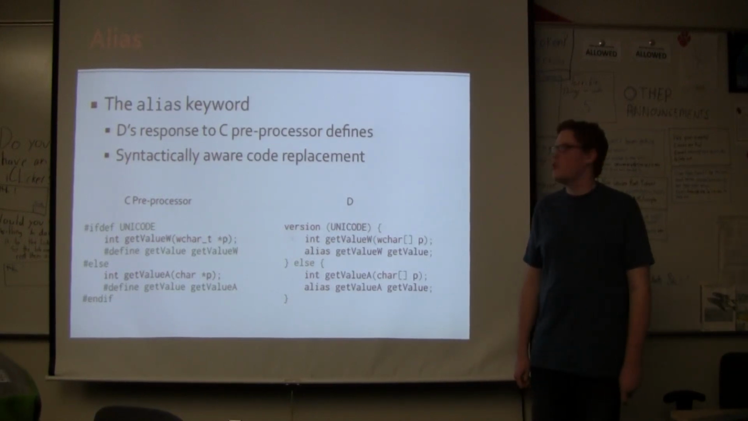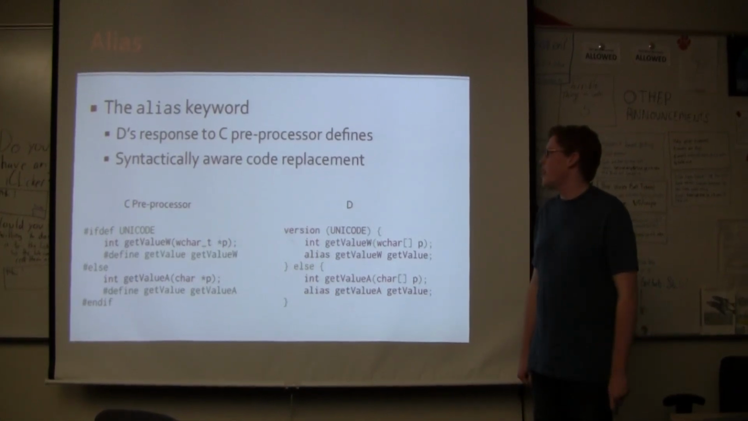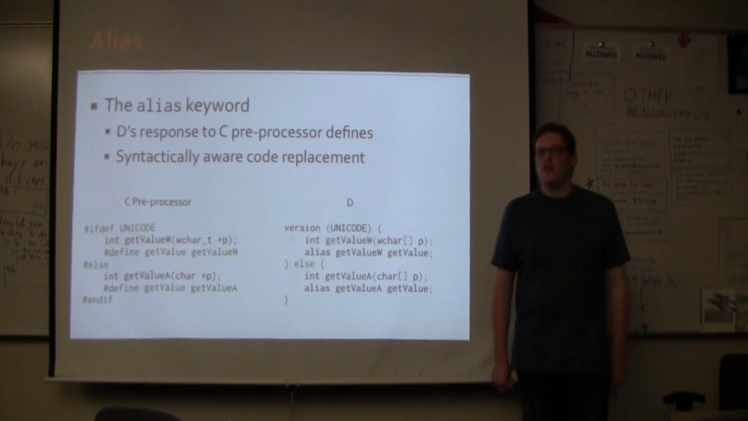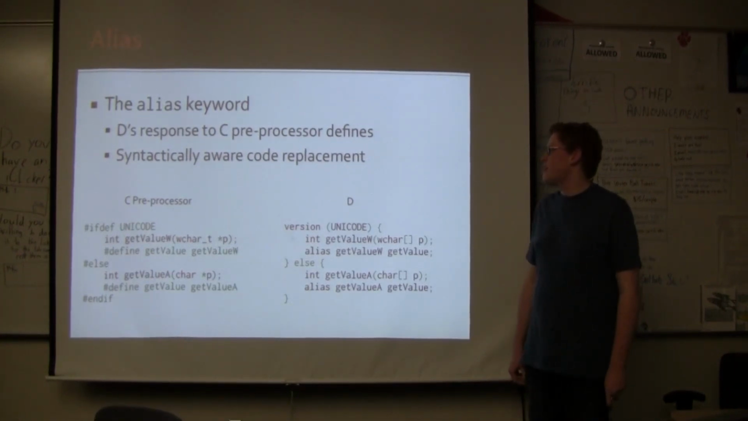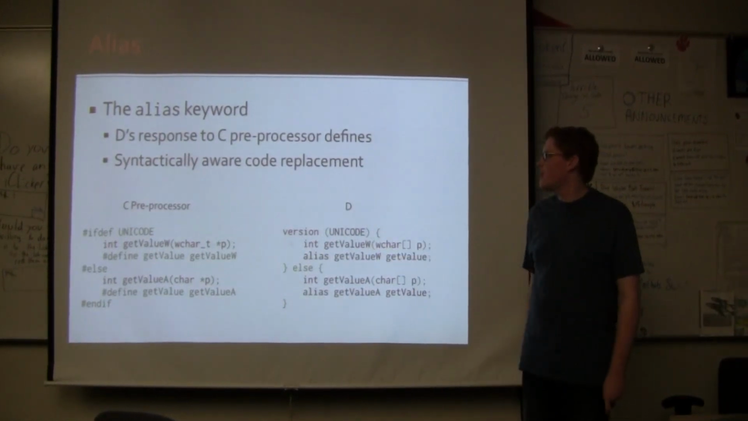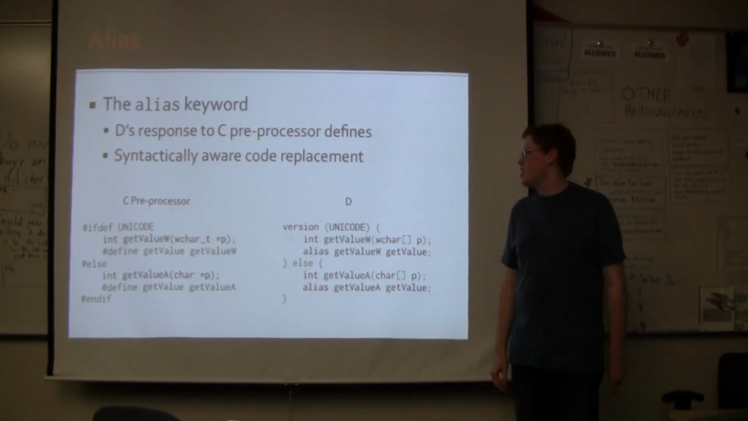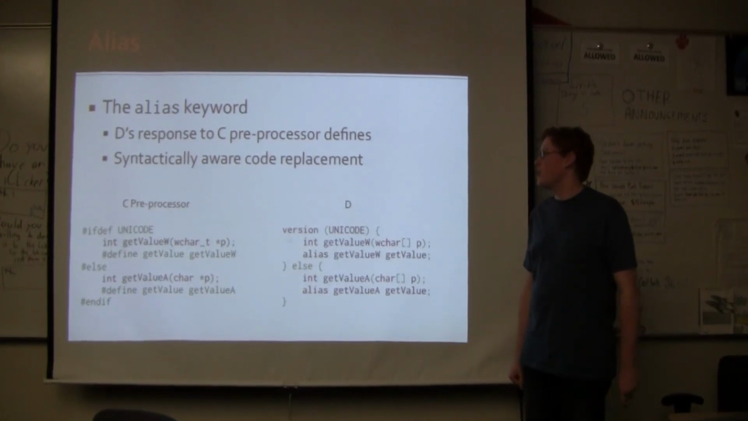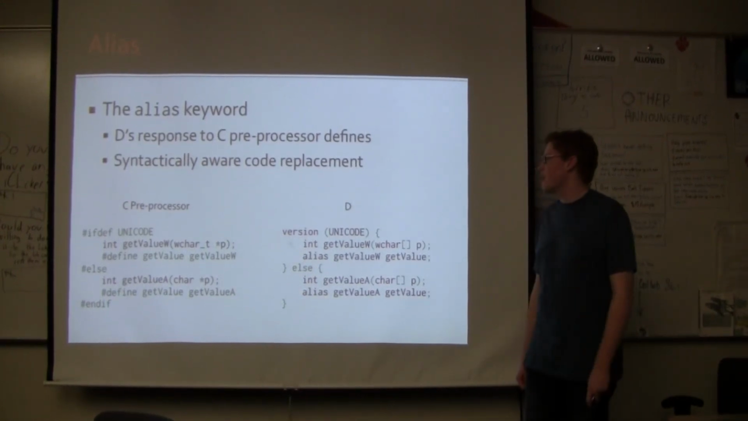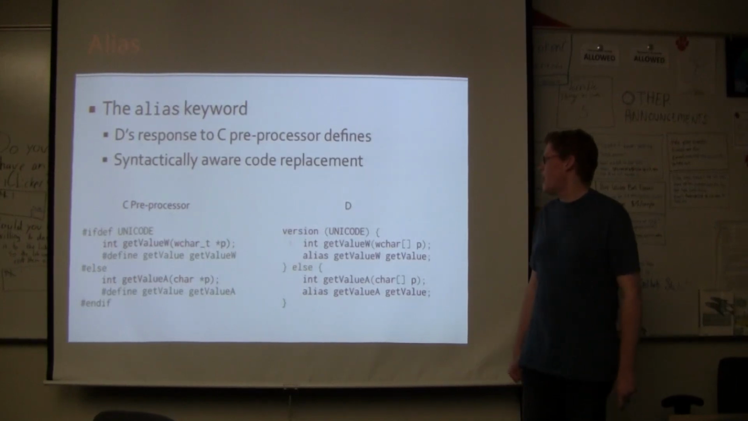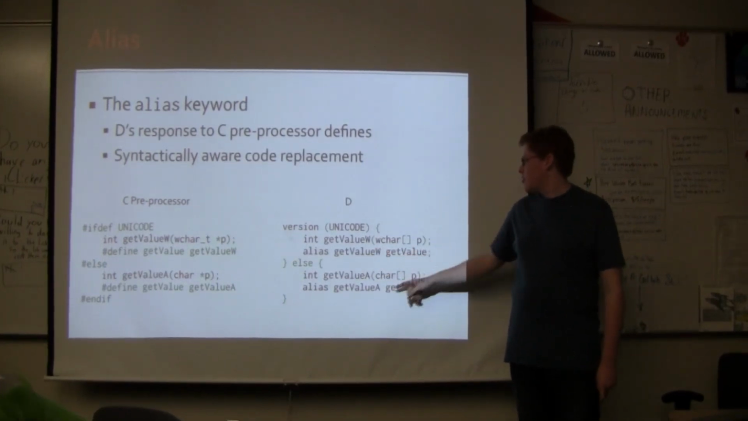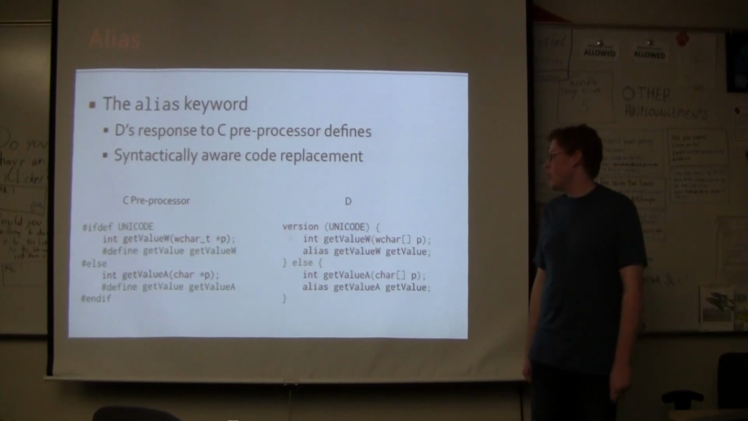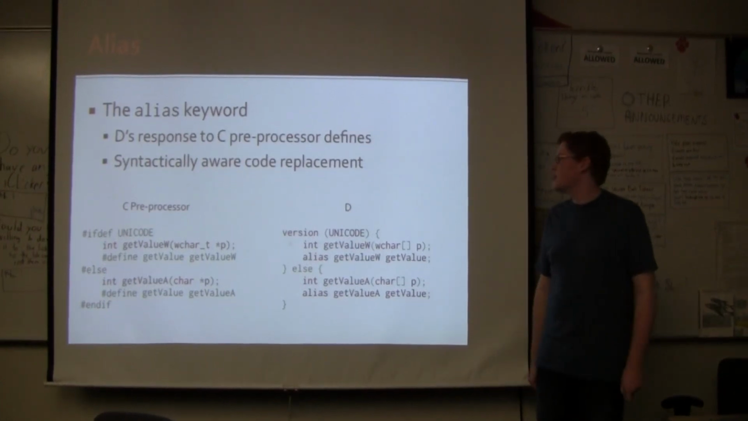Or when you're working with an API that has two different versions of a function based on whether you want to use Unicode or not. In the C preprocessor, you'd use these defines to set the name to whatever function you wanted. In D, there's a cool version keyword which pulls in information about the runtime and build environment, so that will tell you if you have Unicode. And then you see these alias blocks, which will do a replacement in the rest of the program.